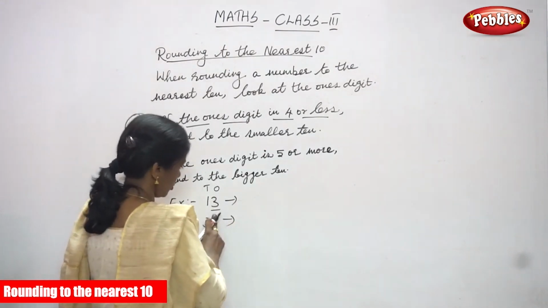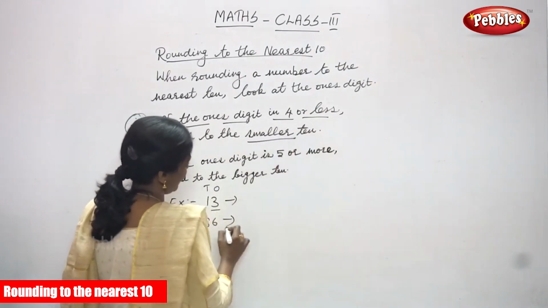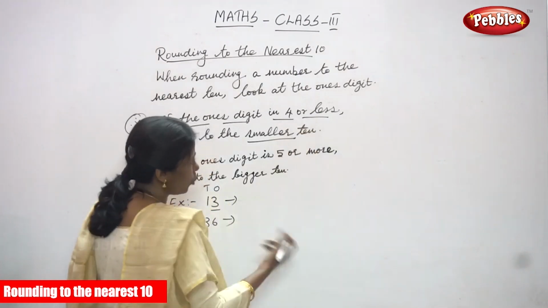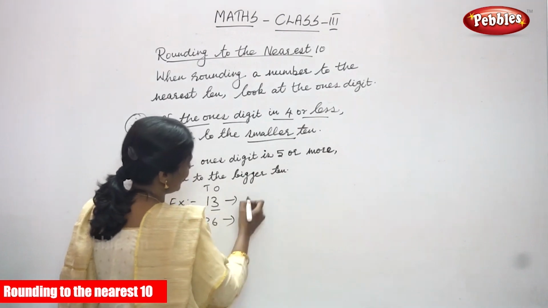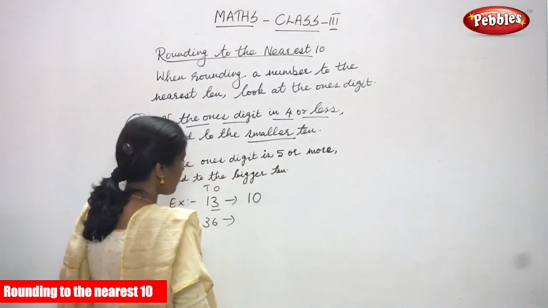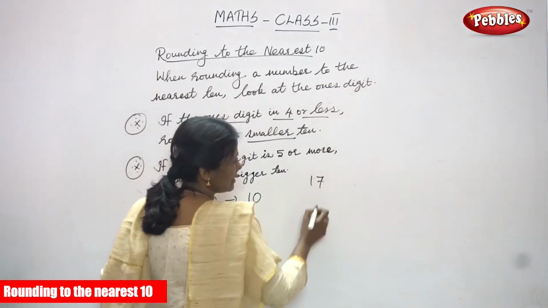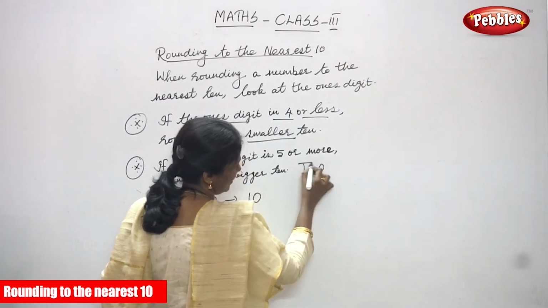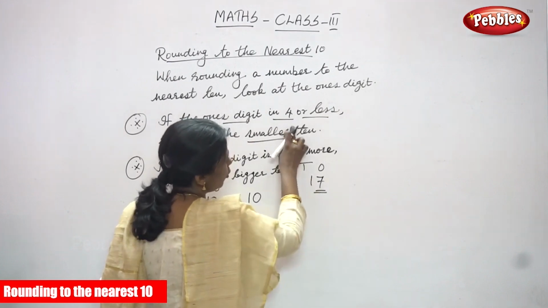So what are you going to do? You have to round to the smaller 10. 4 or less means you have to round this digit to the smaller 10. That means 10. And next, suppose this number is 17. You have to consider only the ones digit. This is ones and next is 10. This is 5 or more. This is 4 or less.